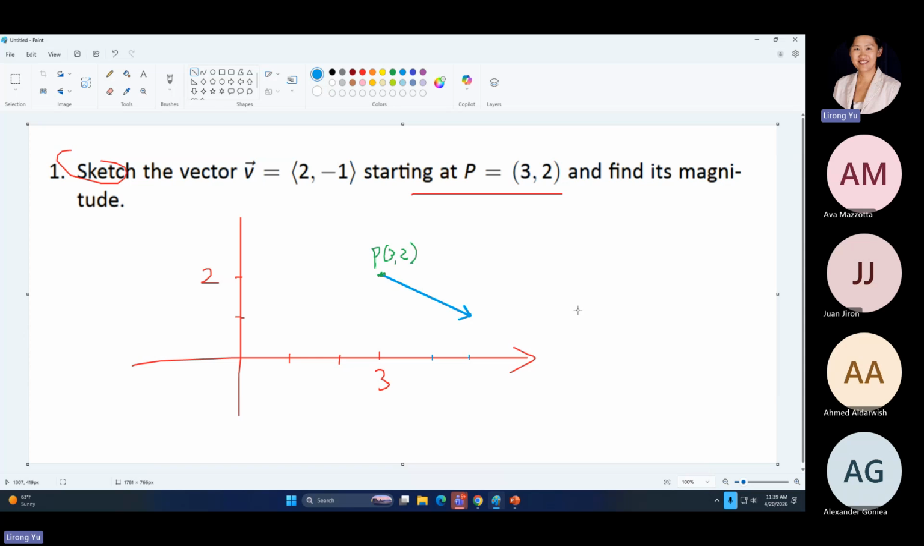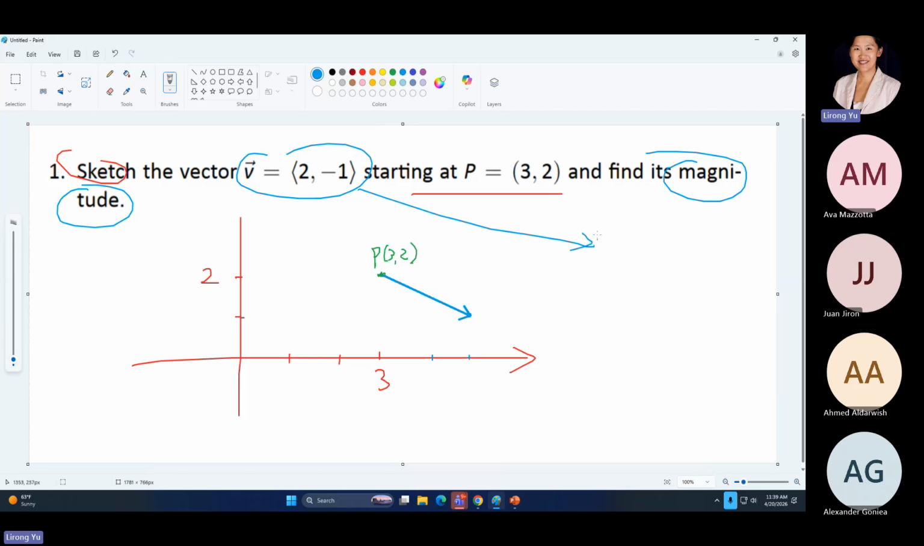Sketch the V starting from P and then find the magnitude. How do we find the magnitude? Magnitude of a vector is really the distance, right? It's the distance between 2 points. In two dimensions, how do we find the distance between 2 points? That's the vector V, right? You're going to find V.